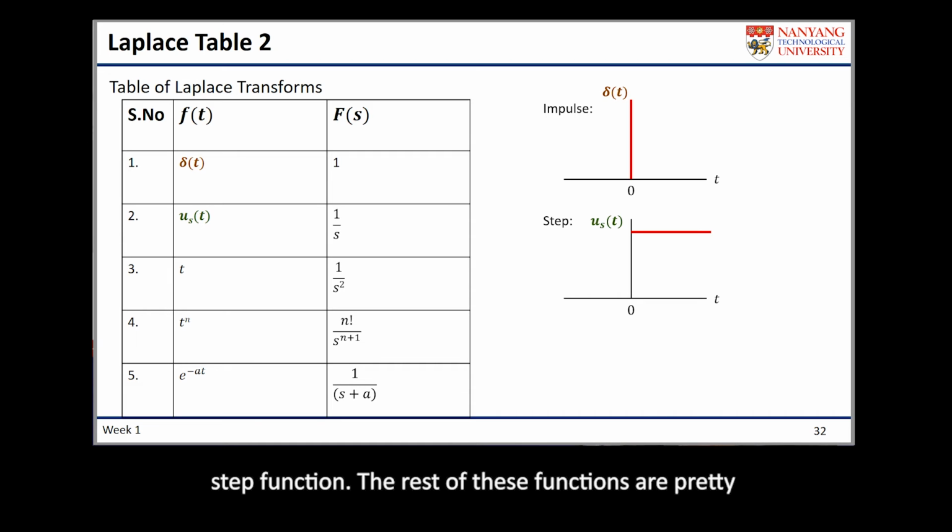The rest of this function is pretty straightforward. The third function is a function of time, f(t) is equal to t, a linear function in time. The fourth function is time power of n. N can be any number, 1, 2, 3, 4. And the fifth function is exponential of minus at. A is a constant. And then on this row, you can see the Laplace counterparts of this function.